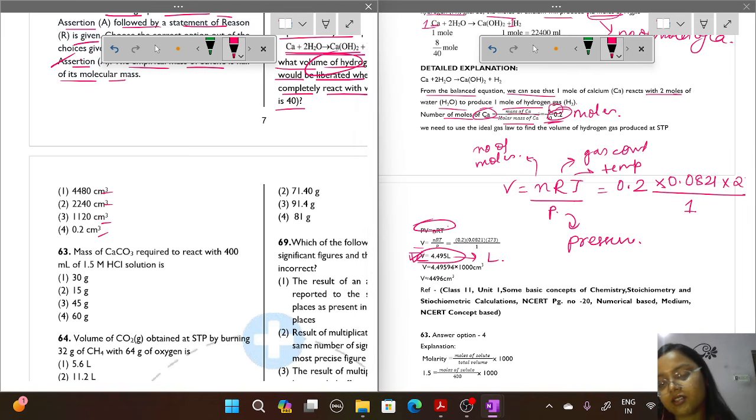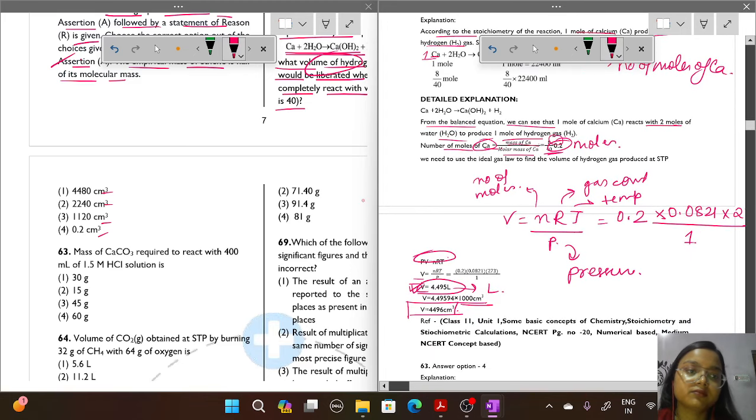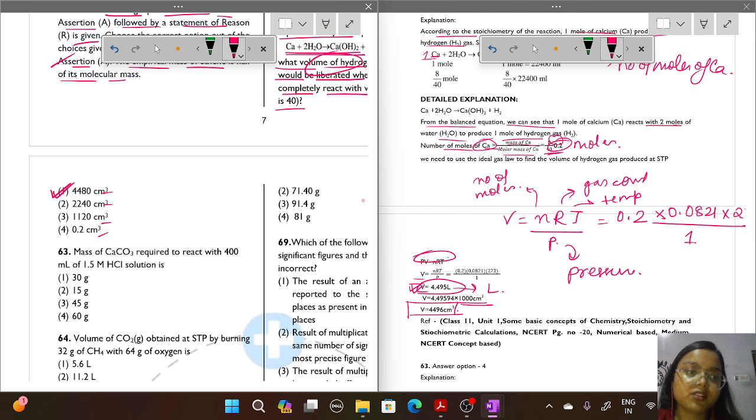So on converting to centimeter cube, what we have to do? We will multiply it by 1000 centimeter cube, right? So for volume, we will get 4496 centimeter cube. So option number 1, 4496, or you can say it is nearly equal to 4480.